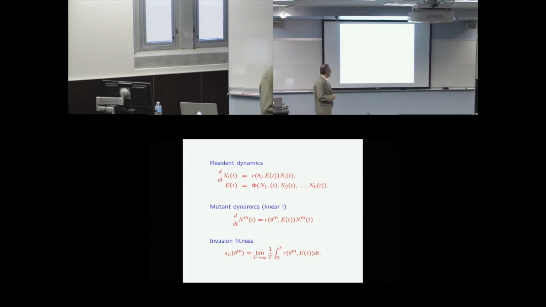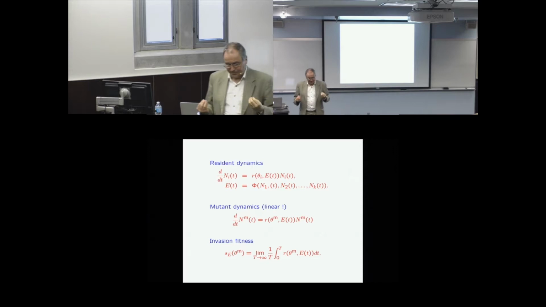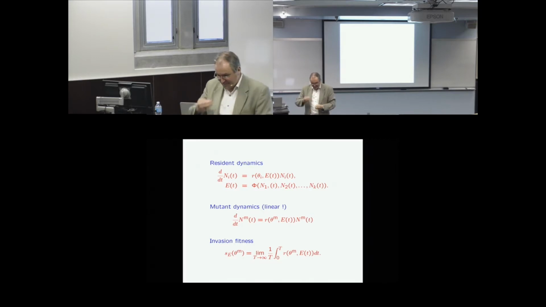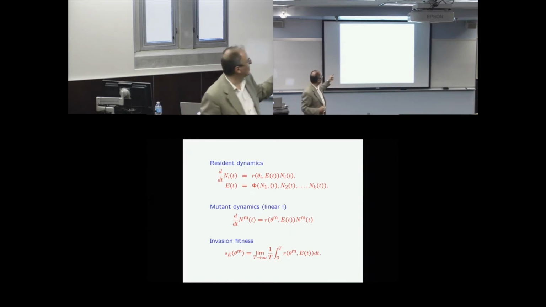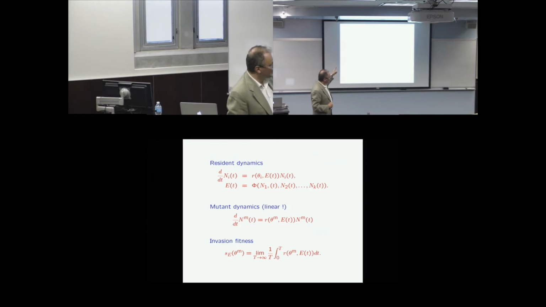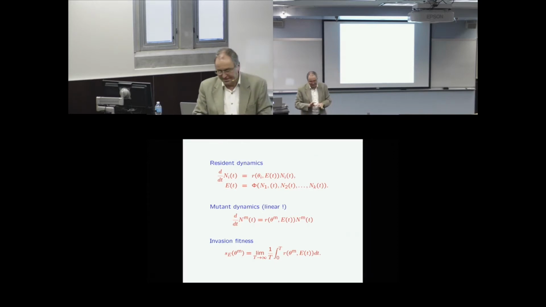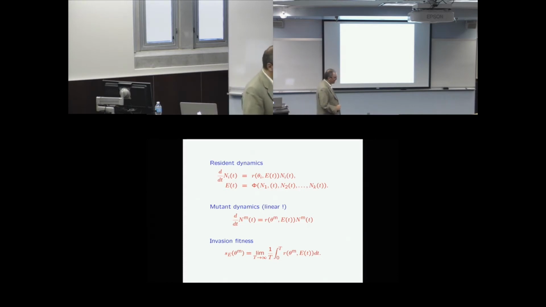The mutant dynamics is the same, but here we use the environment given by the resident only. And the reason for this is that as long as the mutant remains rare, it interacts mainly with resident individuals. So it doesn't affect this environmental condition so much. I mean, it's negligible compared with how much the residents, which are much more numerous, affect it. So this is really a linear equation for the mutant.